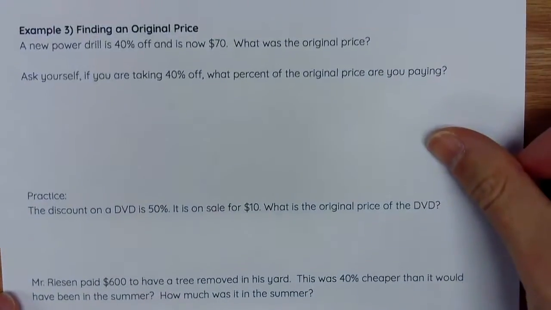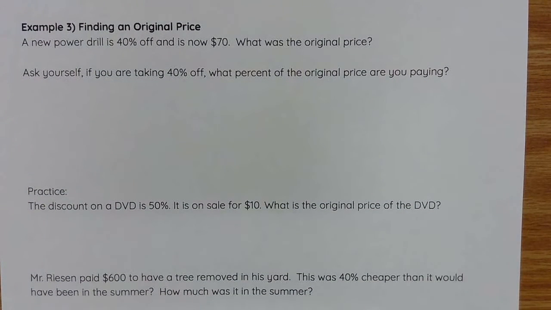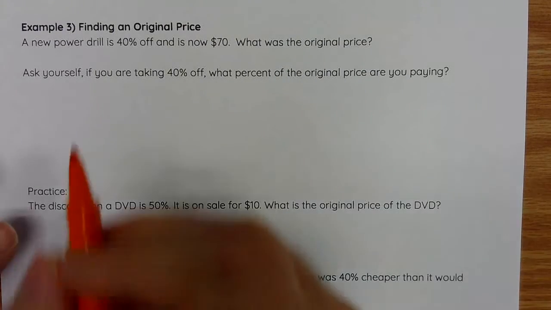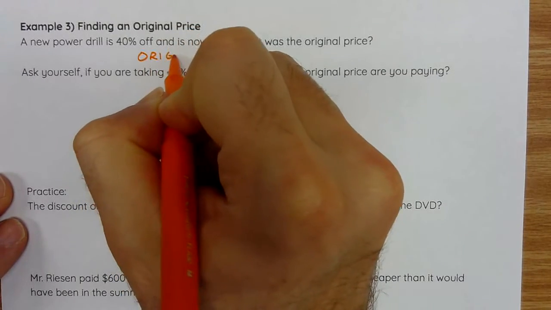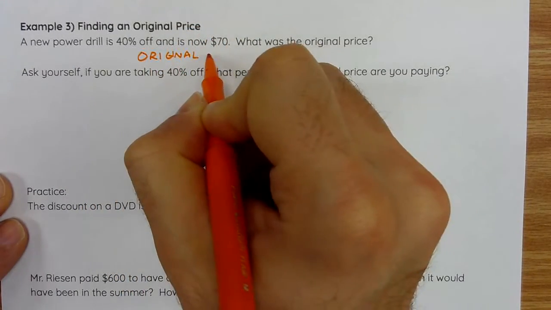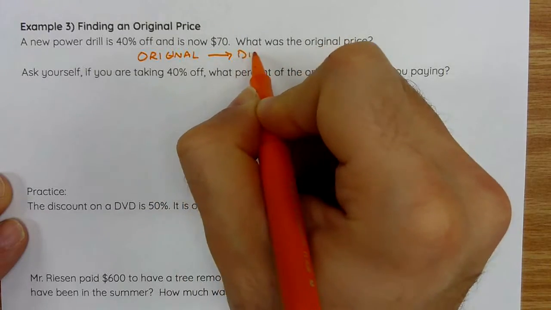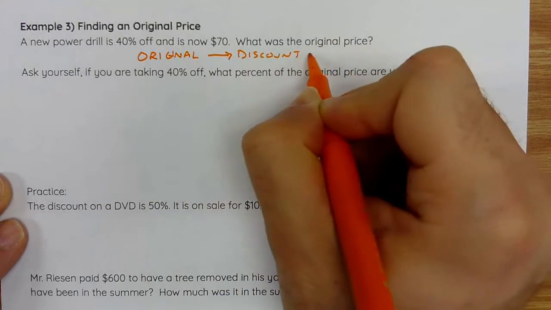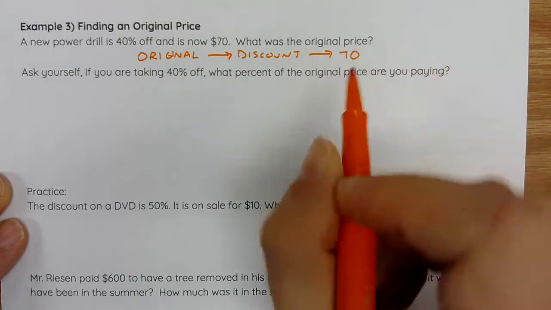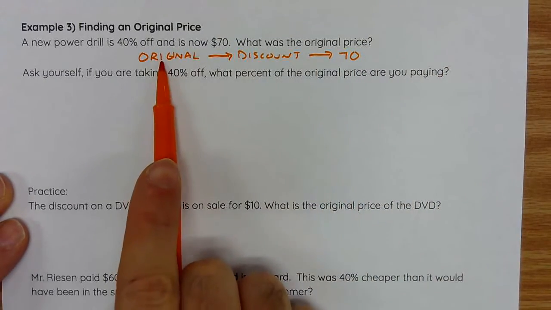All right, we're going to go to the back here, and we're going to look at example 3. Finding an original price. A new power drill is 40% off and is now $70. What was the original price? All right, so if we think about this, we have an original price. It went down with the discount and is now $70. So we have to go backwards. We have to get here.